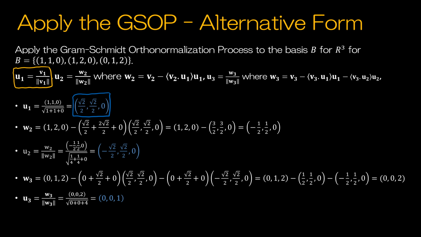And then I'm going to find U2, but U2 is found using W2, which is V2 minus the inner product of V2 and U1 times U1. So it's really the same thing. It's just the order in which you are normalizing it that changes. Here, notice I'm normalizing first and then using that normalized vector in W3. So notice I am getting the exact same solutions that I got before. It's really up to you which method you prefer.